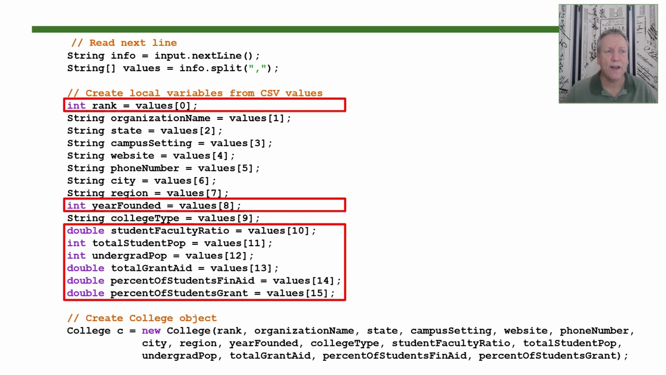Let's look at these lines in particular. These are where I have my integer and double local variables because those are the values that I want to load into my college object, right? The rank is an integer, the student to faculty ratio is a double, but I have an array of strings. So how can I take that array of strings and store them into integer variables or double variables? That's going to be a problem. That's going to be something that we look at in our next video.